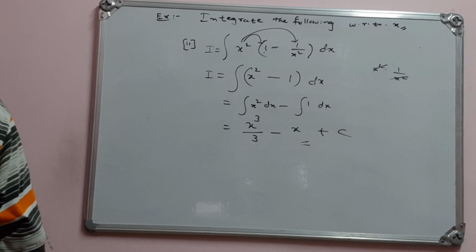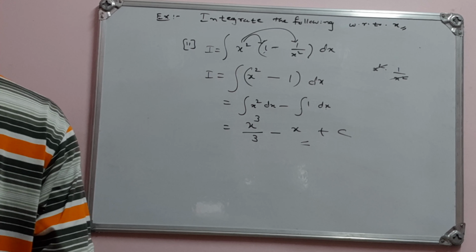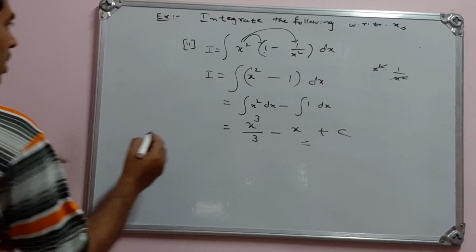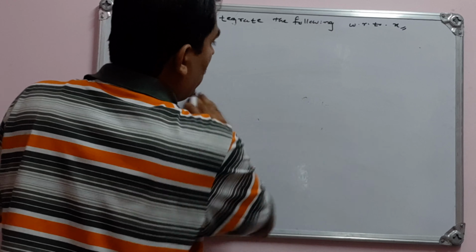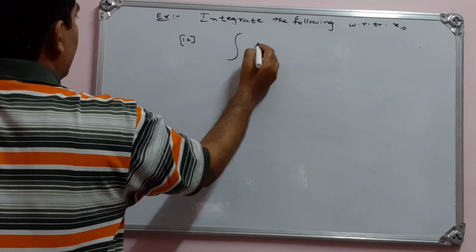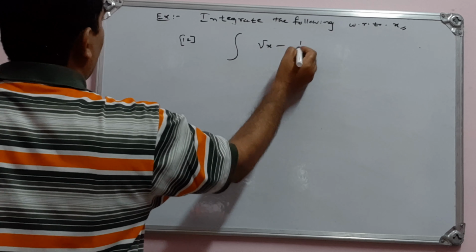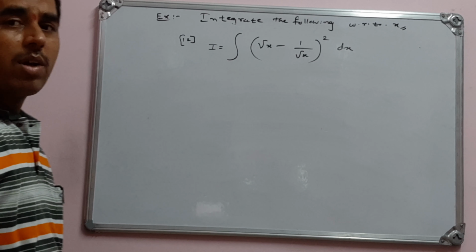Okay, then let me consider another. Okay, 12th one. Let me consider another problem. Okay, 12th. So integrate root x minus 1 by root x whole square with respect to x. See, observe this carefully. We don't have a direct formula to integrate this.